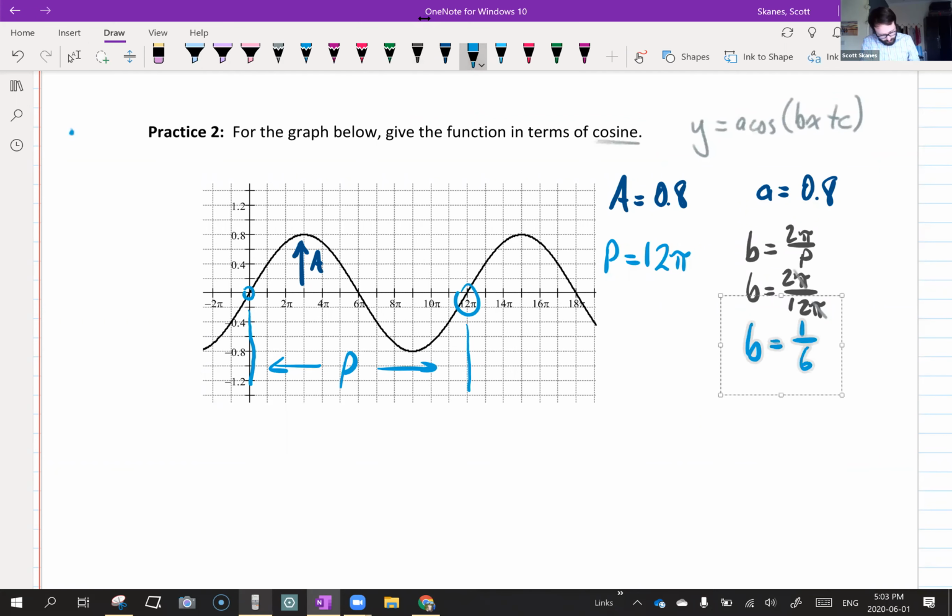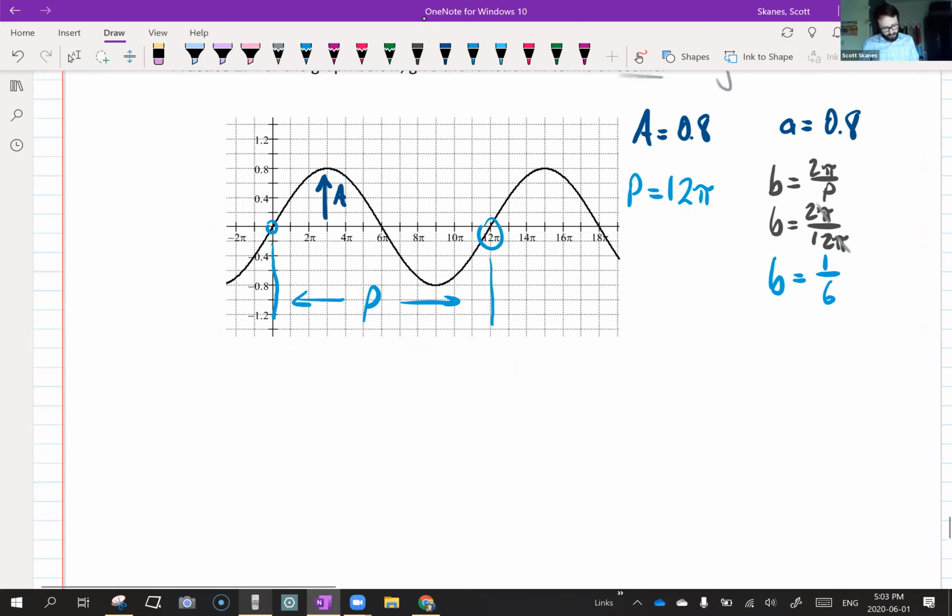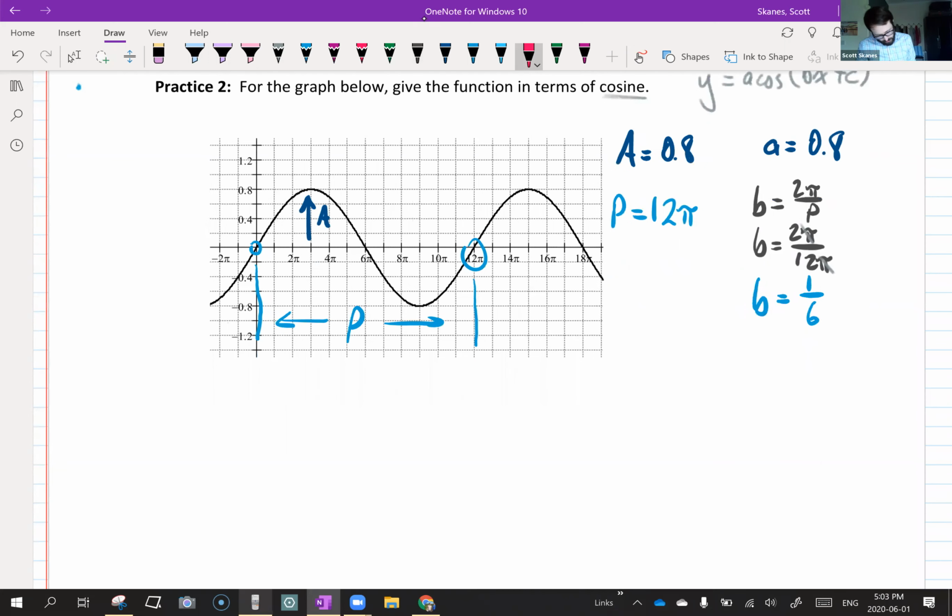So I've got B. All that's left to do is C. I'll put it into my equation and it'll be all good. My displacement, what is it? This is tricky. Don't get too cocky about this. Let's be careful. Cosine looks like this. Well, it doesn't look like that. That's a hideous cosine, but you get the idea. The y-intercept is at the top, not at 0.